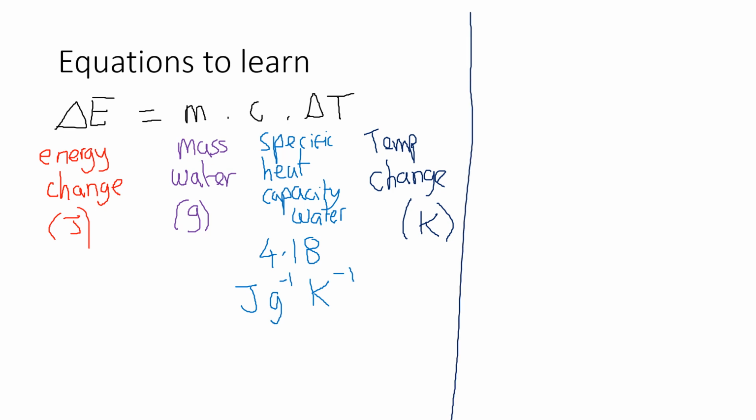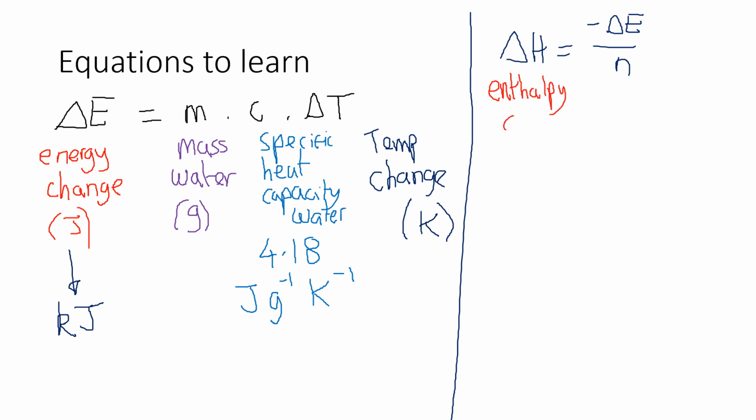The second formula is delta H equals minus delta E over n. So delta E is our energy change, but I would suggest that we convert from joules to kilojoules at this stage by dividing by 1,000. And the reason is delta H is our enthalpy change, and that is measured in kilojoules per mole.